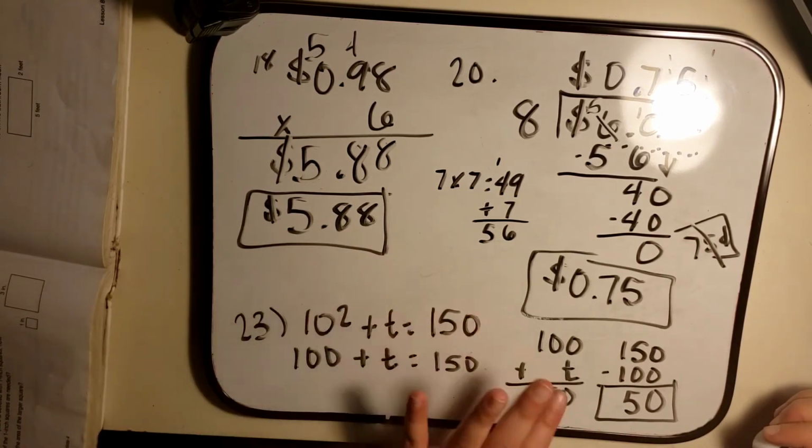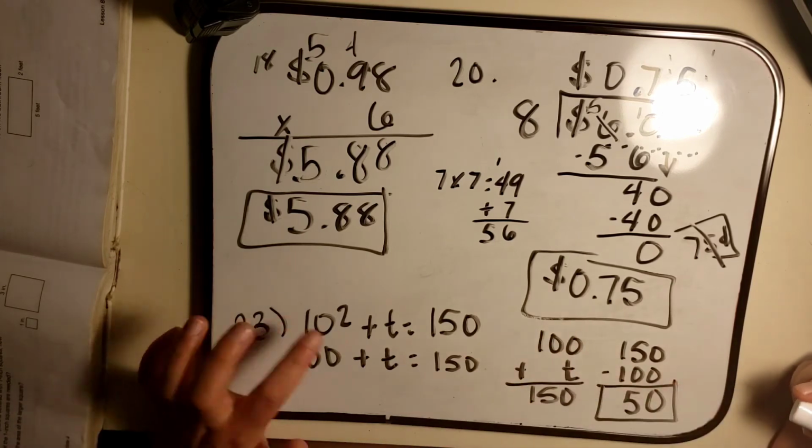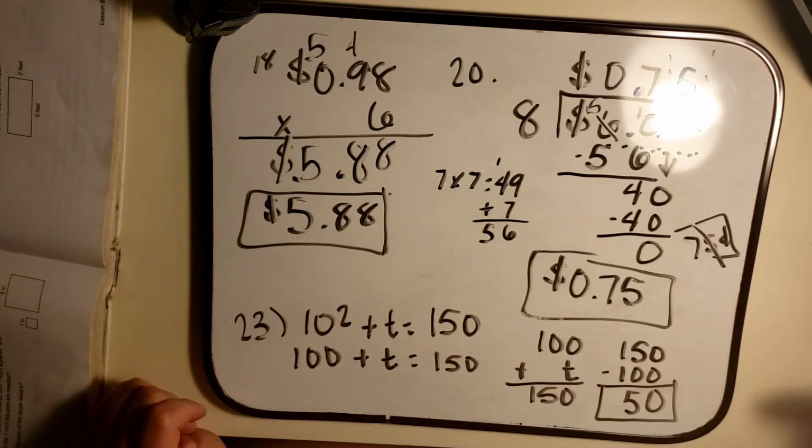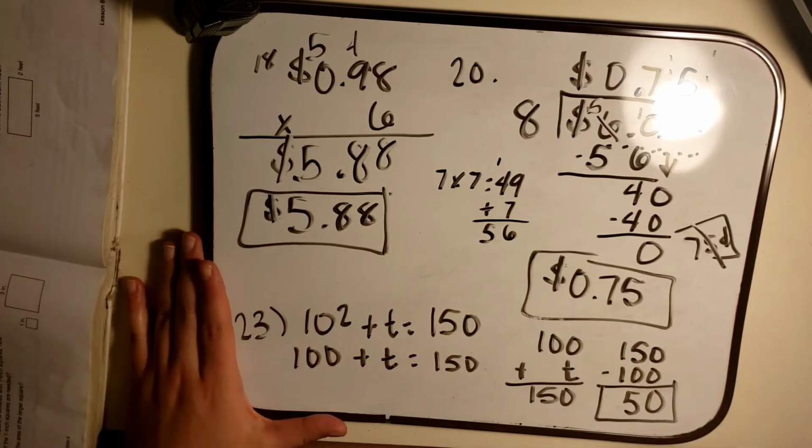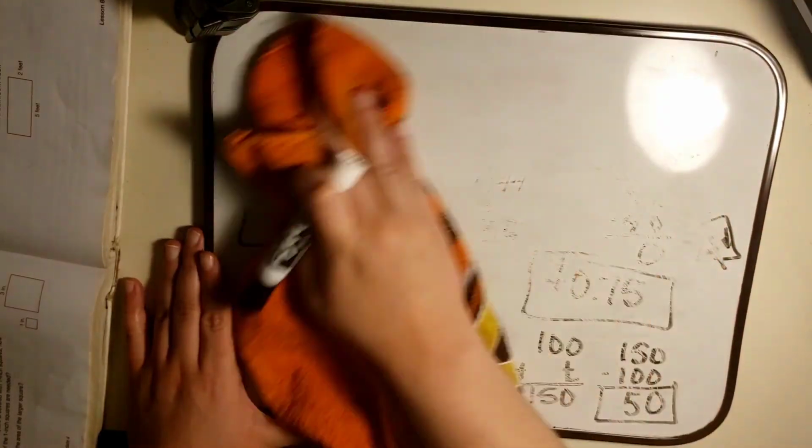I'm hoping these kind of problems are making sense, but I know sometimes the squared problems don't make sense. You forget squares. So squares, you're just multiplying a number by itself. Okie dokie. 27.